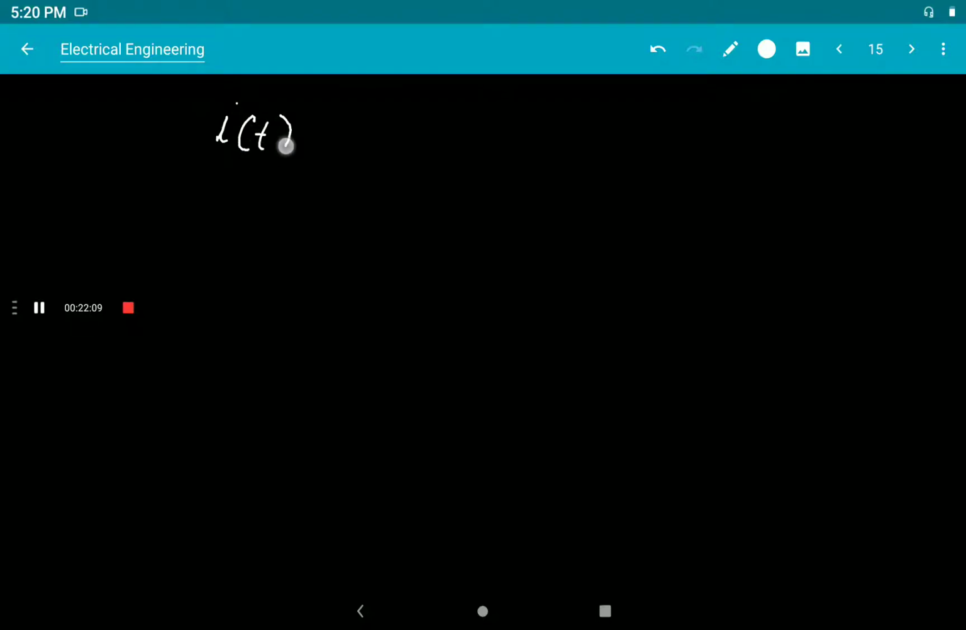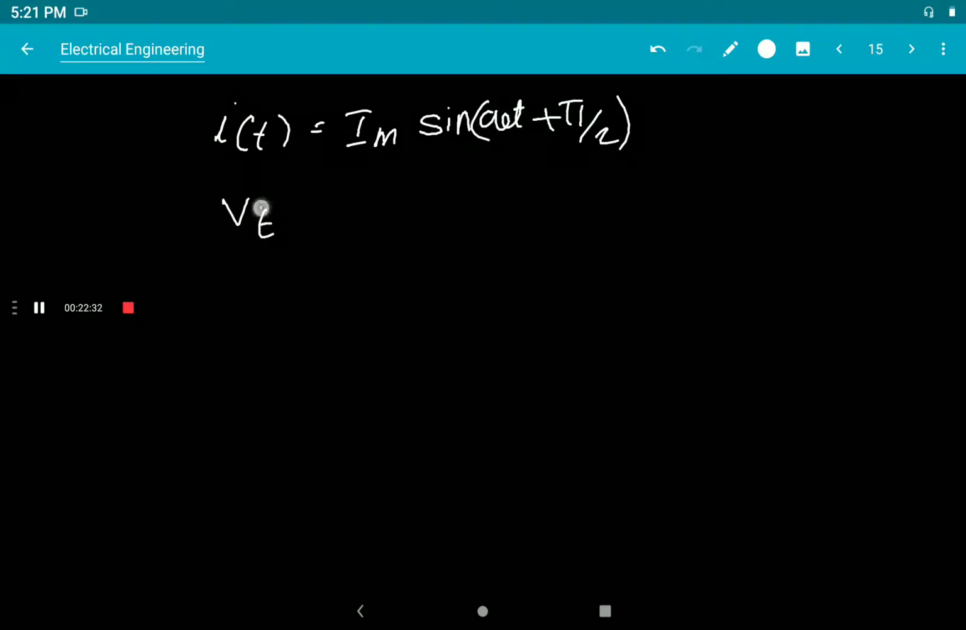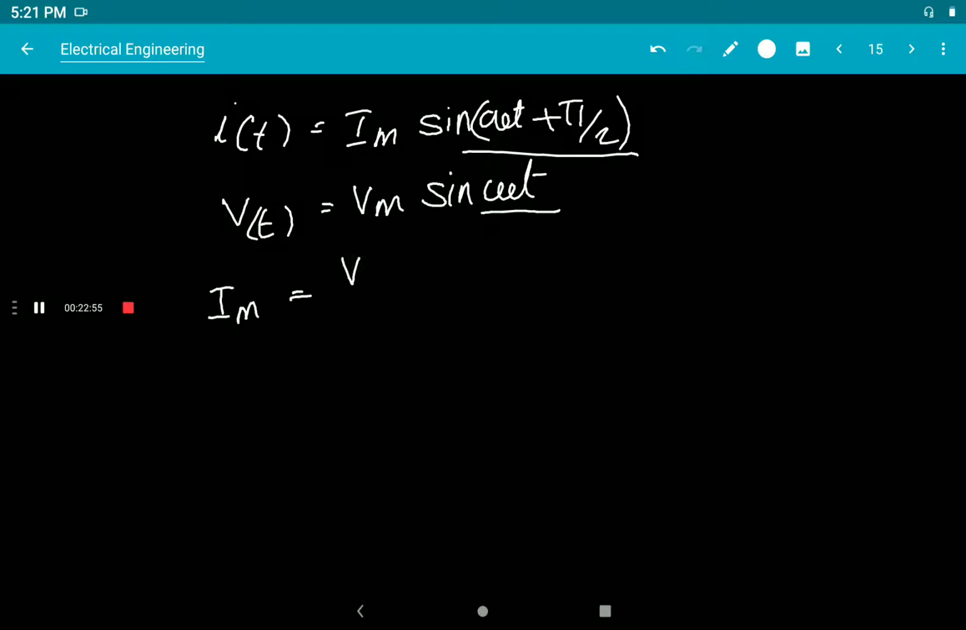So we can write the equation as I of t is equal to Im sin omega t plus pi by 2, where Im is Vm by 1 by omega c. That is how we got the equation. We know our reference wave is V of t equal to Vm sin omega t. So what is the phase difference between voltage and current? Voltage is the reference, and plus pi by 2 means it is a leading angle. So the current leads the voltage by pi by 2, where Im is Vm by 1 by omega c, or Vm by Xc, and Xc is the capacitive reactance.